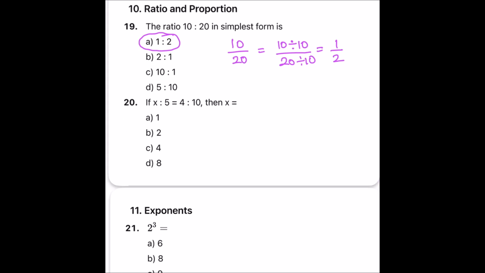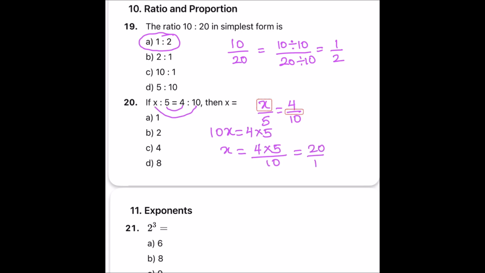Next one is, if x is to 5 is equal to 4 is to 10, then find the value of x. So let's solve this ratio. x upon 5 equals 4 upon 10. This is given to us. We need to find the value of x. So here we can use the product of means and the product of extremes is equal. So this will be 10x equals 4 times 5, or x will be equal to 4 times 5 divided by 10, which equals 20 divided by 10, which equals 2. So our answer is option B, which is 2.